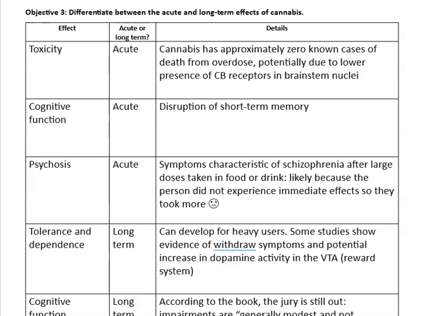And then tolerance and dependence can develop. So this is a long-term effect, but it's going to develop in very heavy users. And there can be withdrawal symptoms. That is because it does have some activity in the dopamine pathway. So the nucleus accumbens, the VTA to the nucleus accumbens, that reward system.